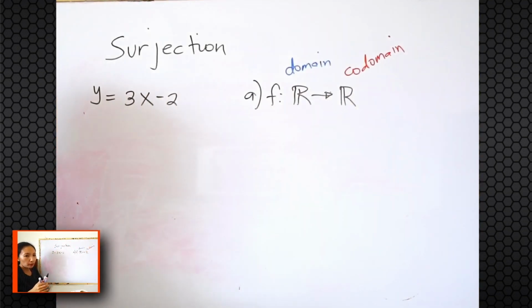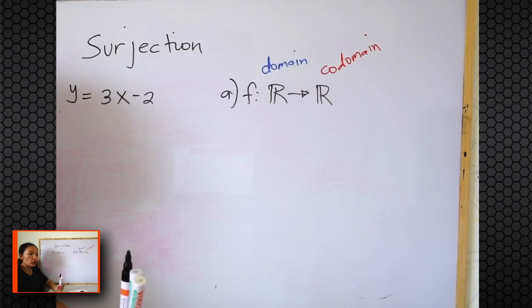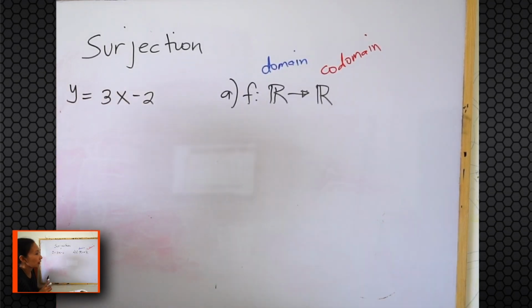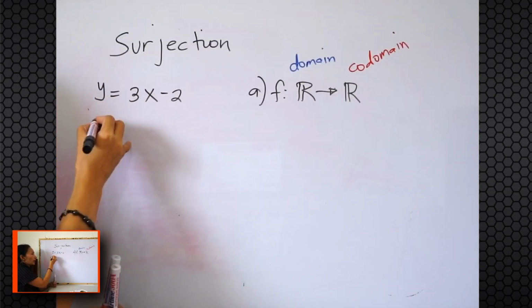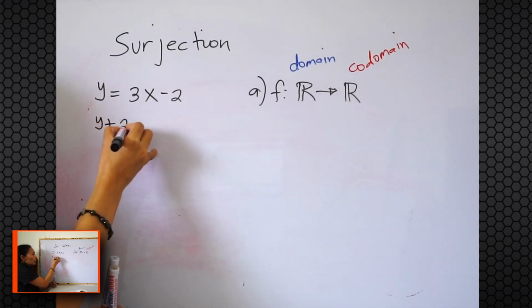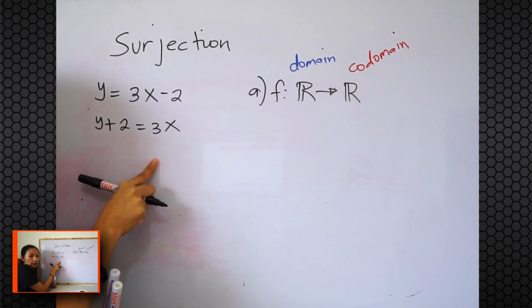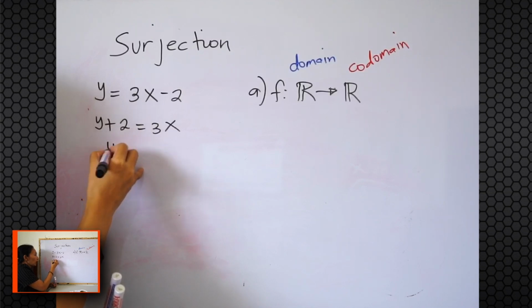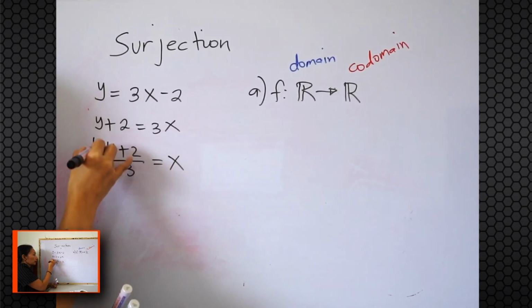Domain and the codomain. What are we going to show? That the codomain and the range are equal. How shall we show that? We have to solve for x in terms of y. And y plus 2 is equal to 3x. And then if we divide both sides by 3, then (y plus 2) over 3 is equal to x.